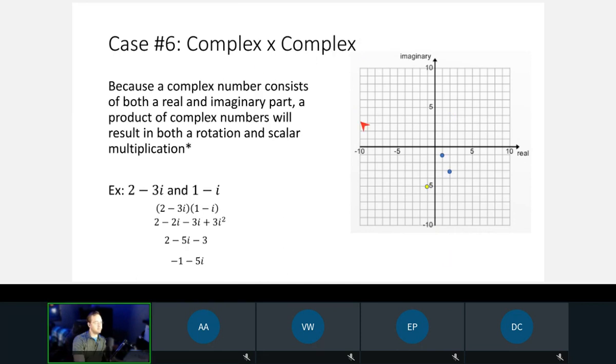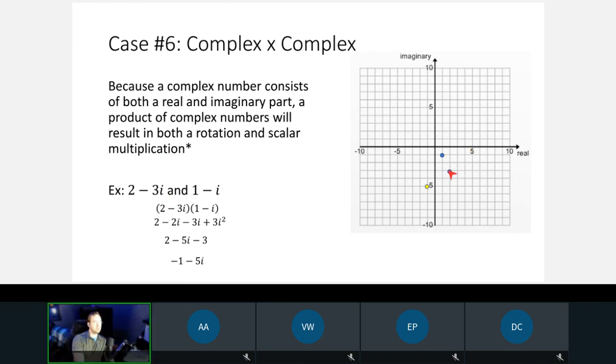All right, and the final case, complex times complex. Because complex numbers consist of both real and imaginary parts, a product of complex numbers will result in both a rotation and a scalar multiplication. So you're going to cause a rotation, and it's going to be further from the origin, or in other words, it's going to have a larger modulus. For example, we have 2 minus 3i times 1 minus i. So there's the work.